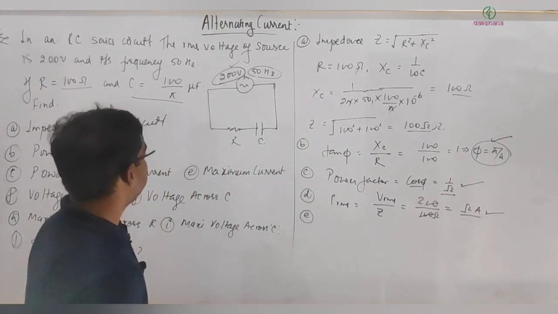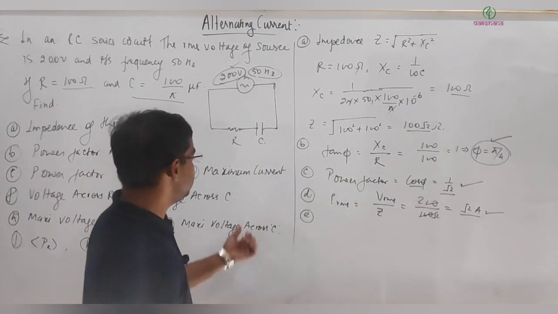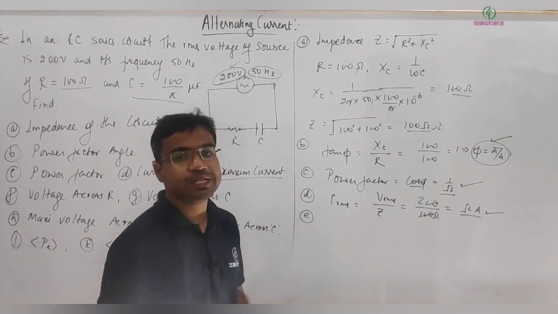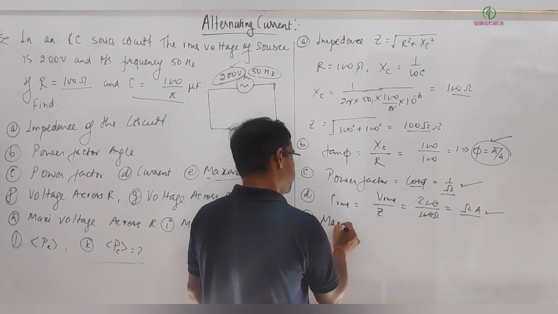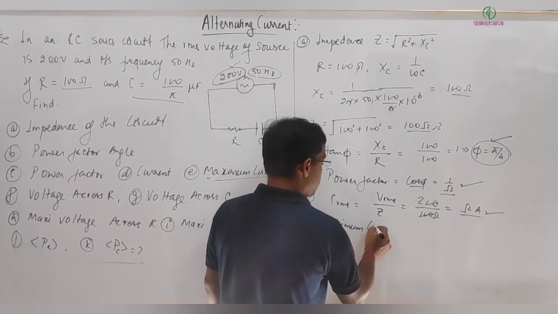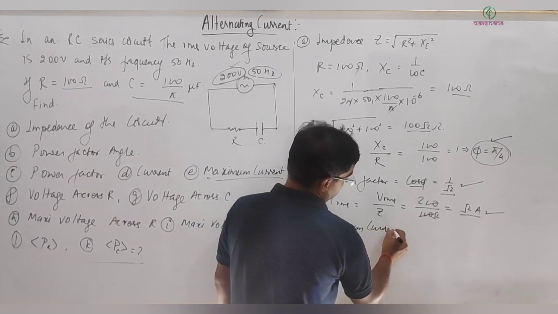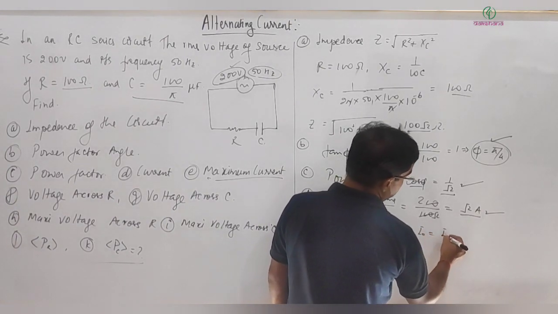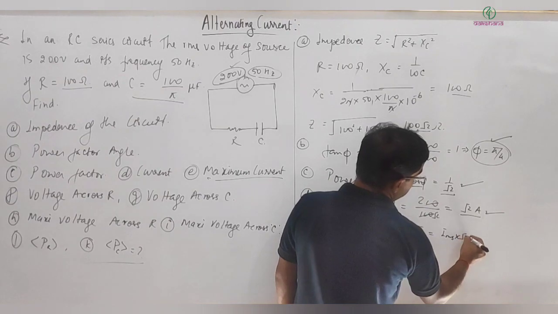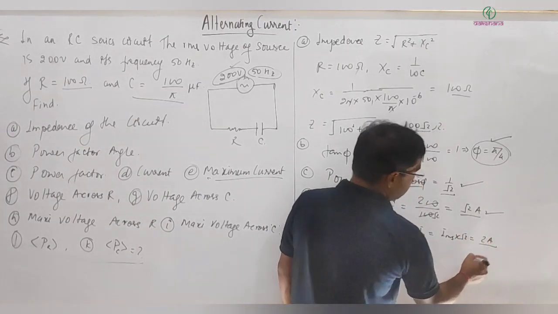Next, maximum current. Maximum current, you can see easily, means the peak value of the current, I naught, and that is equal to I RMS multiplied by root 2, that will be 2 ampere.